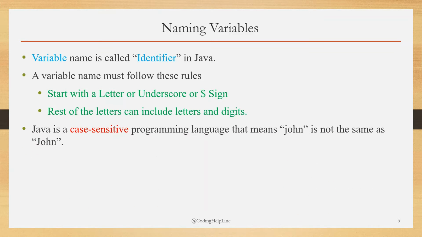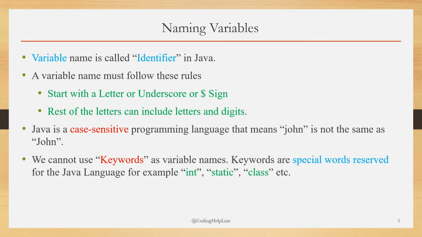Java is a case-sensitive programming language. That means john is not the same as John with the capital J. So it is case sensitive. A variable name must match the case whenever we use it. We cannot use keywords as a variable name. Keywords are special words reserved for the Java programming language, for example, int, static, class. There are many keywords that Java has reserved, and we cannot use them as identifiers.